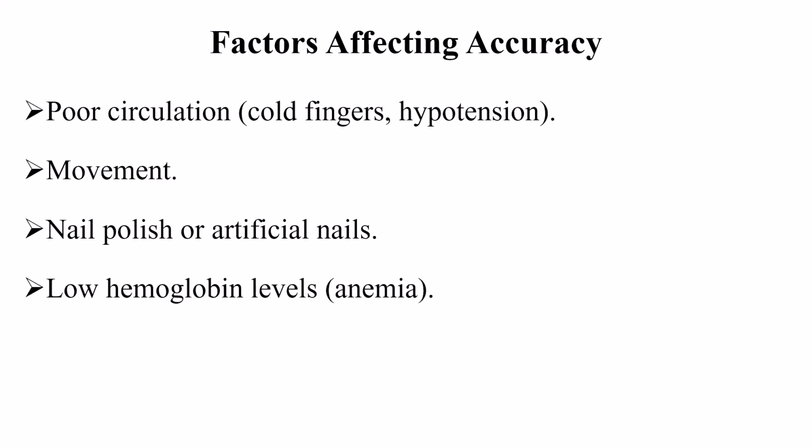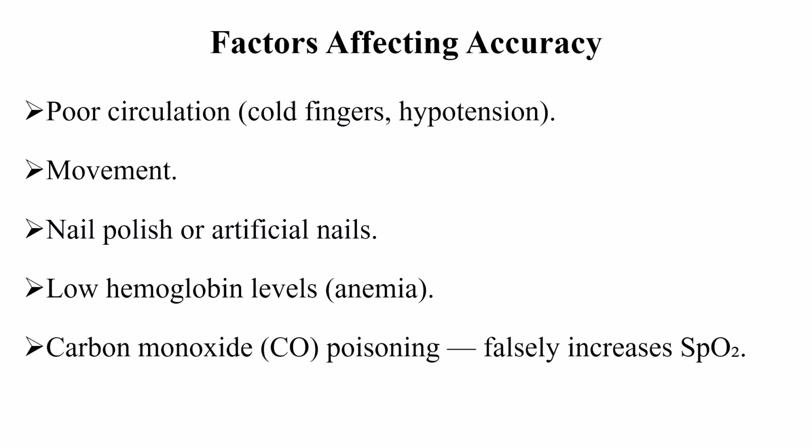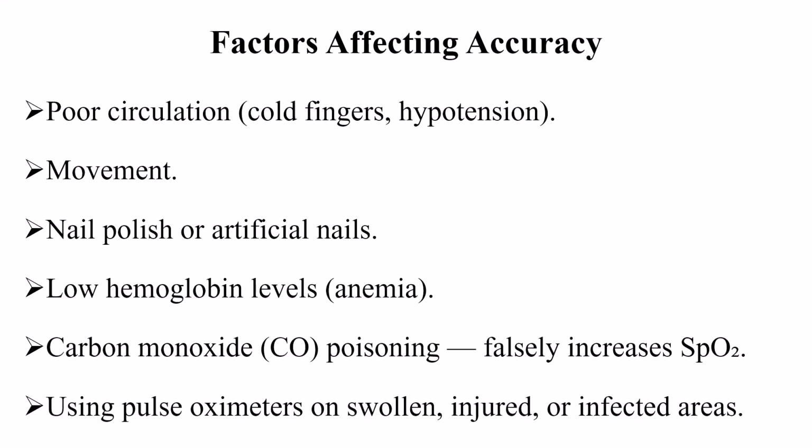We have nail polish or artificial nails, especially for females. We have another factor, low hemoglobin level, as we see in cases of anemia. Low hemoglobin level also affects the pulse oximeter device results. Carbon monoxide poisoning falsely increases the SpO2 value, and using a pulse oximeter on a swollen, injured, or infected area may also affect the result.